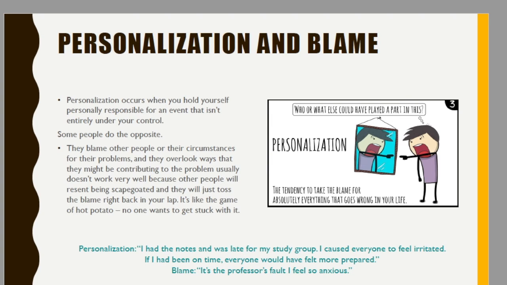Some people do the opposite. They blame. They blame other people or circumstances for their problems and overlook ways that they might be contributing to the problem. Usually that doesn't work very well because other people will resent being scapegoated and they will just toss the blame right back on your lap. It's like the game of hot potato and no one wants to get stuck with it.